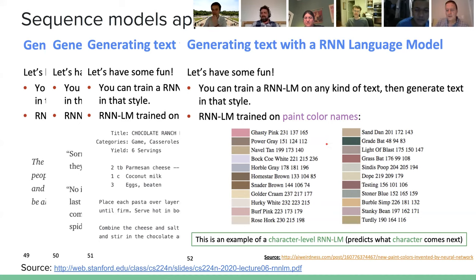Yeah. We also have Grass Bat, which is actually a reddish tone. Cindy's Poop. Empty Bean. It's not brown. The poop in the Turdly is a little bit. However, I do like Stoner Blue. Yeah. Stoner Blue. Well, when you're stoned, things may not look blue.